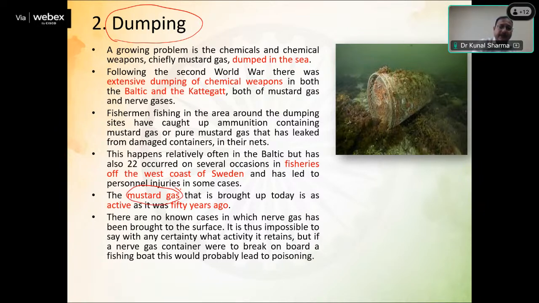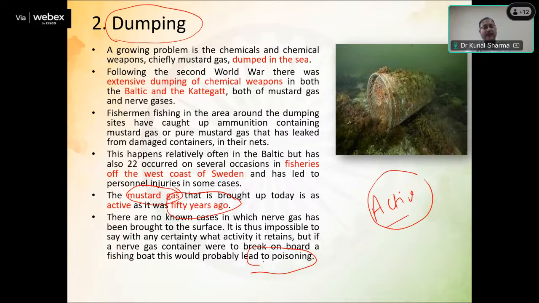This is a big concern: mustard gas, if found in our vicinity, is quite active. It is not that after 50 or 20 years it has lost its properties. Its properties remain the same, and if it is anywhere in our environment, it will create the same problem that it would have created 50 years back. There are no known cases in which nerve gas has been brought to the surface. It is thus impossible to say with certainty what activity it retains, but if a nerve gas container were to break on board a fishing boat, it would probably lead to poisoning. I'm just giving you an example, and we will discuss it in the chemical warfare agents part.